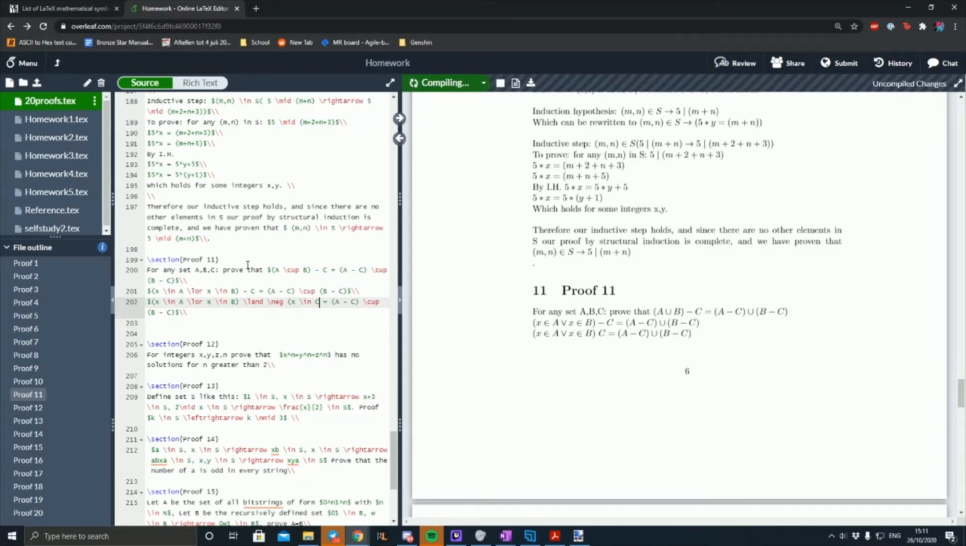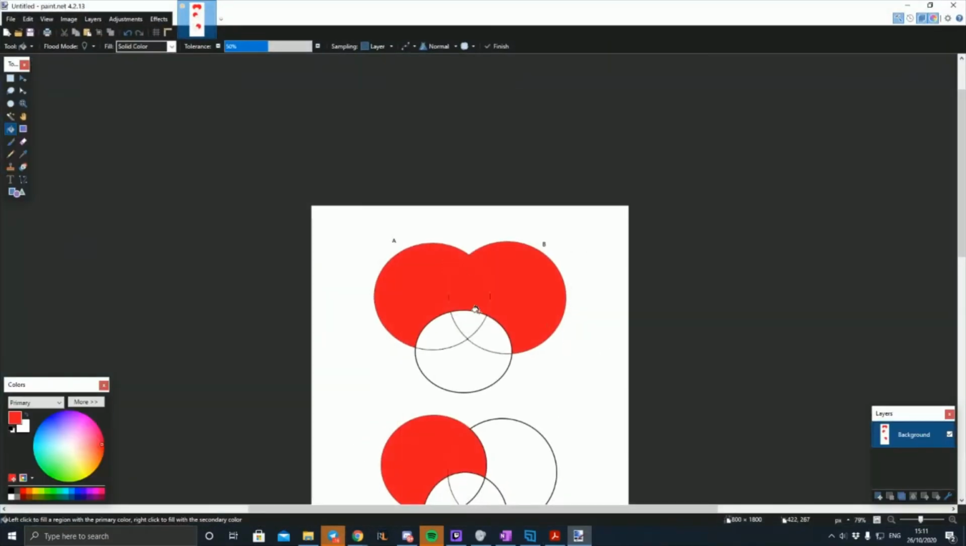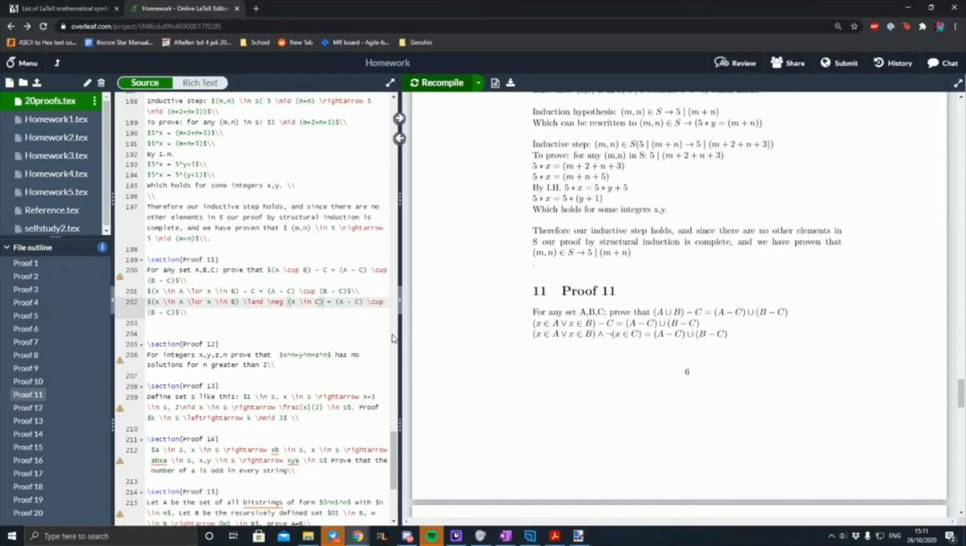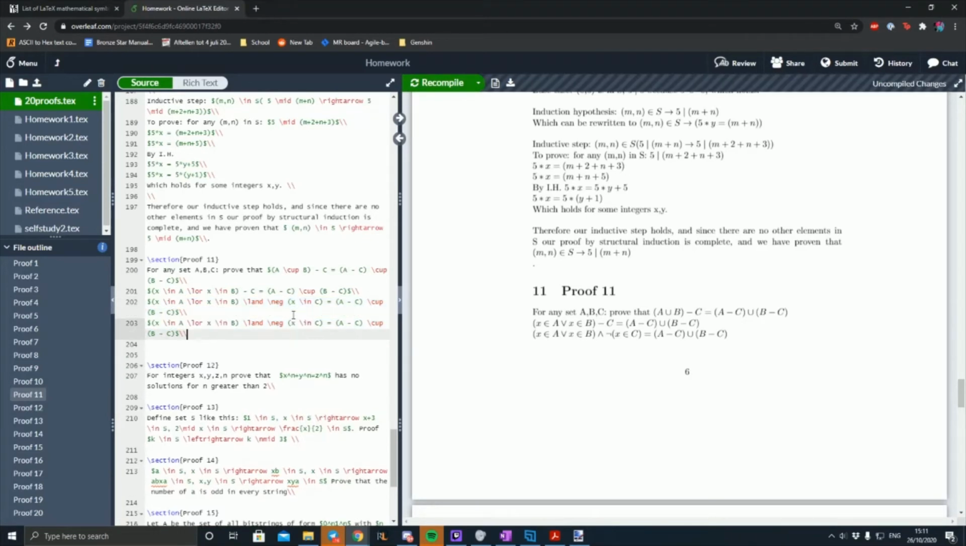Is this a lowercase c? Should be capital C. Okay, so yeah, the elements of x that are in A or B and that are not in C. You can see that still makes sense with our picture, that are in A or B and not in C. Okay, so then we can use the distributive law, because here we have an or and an and.